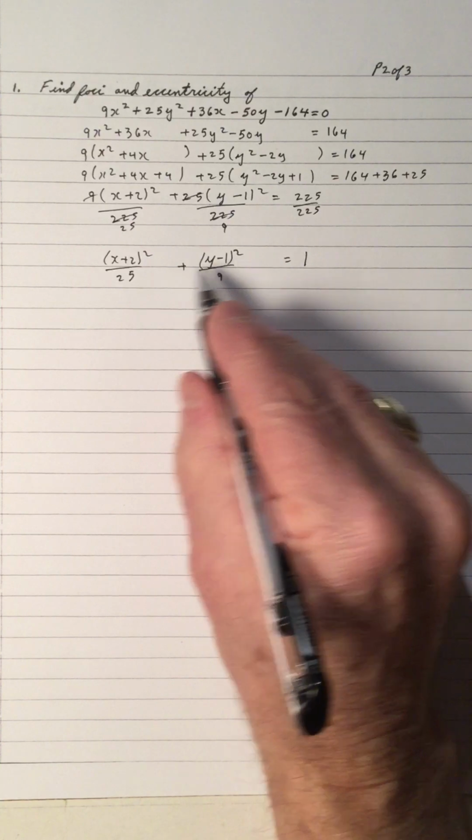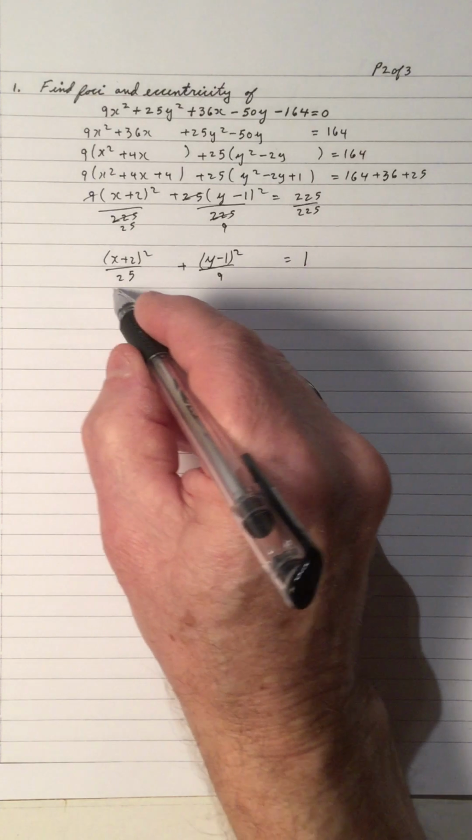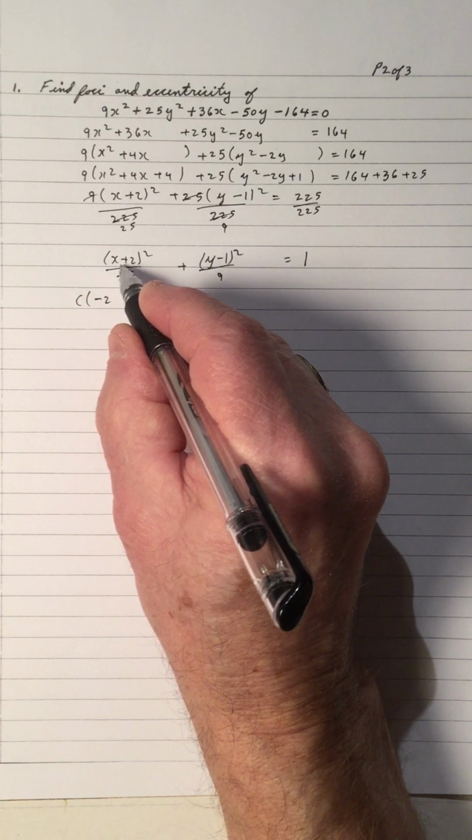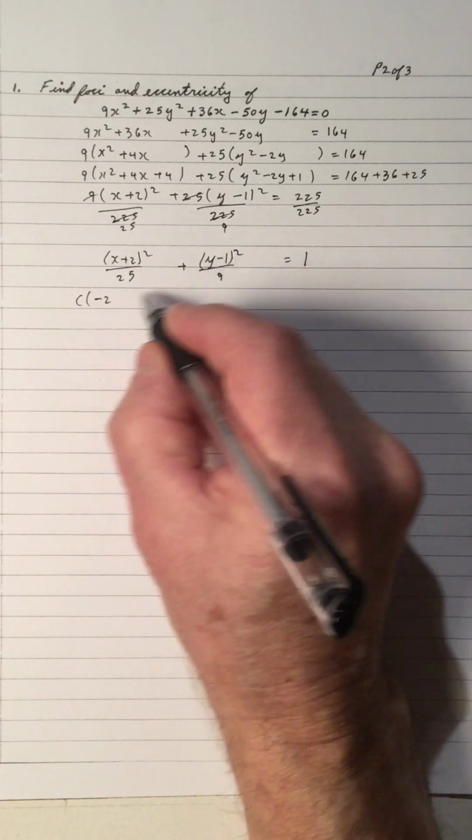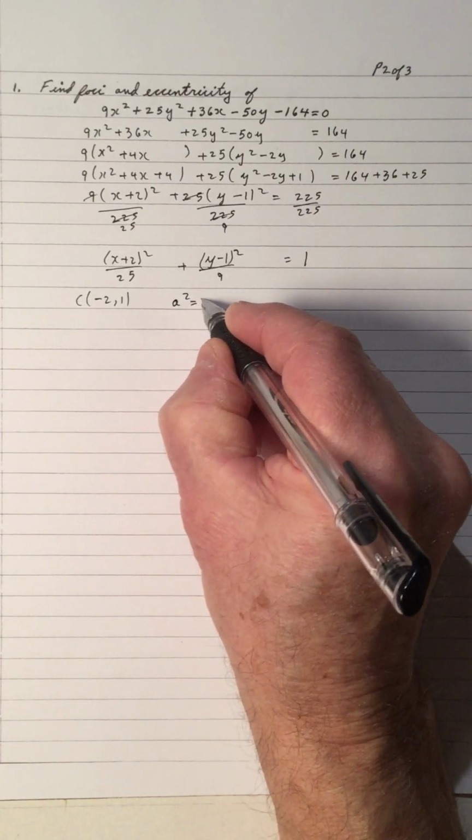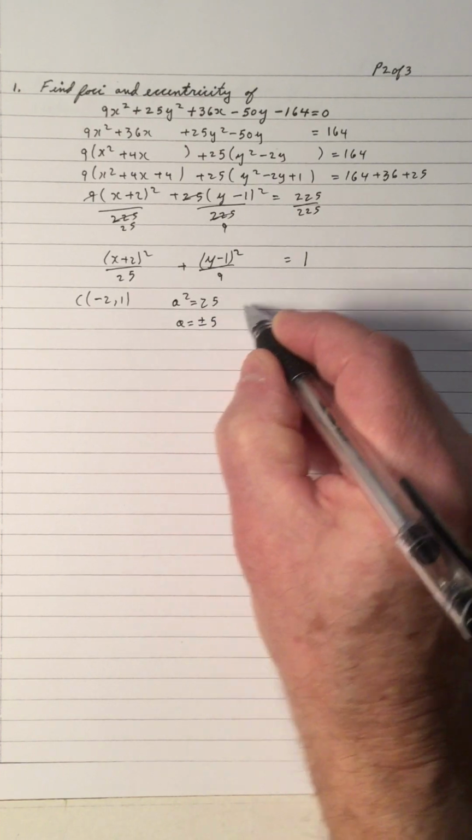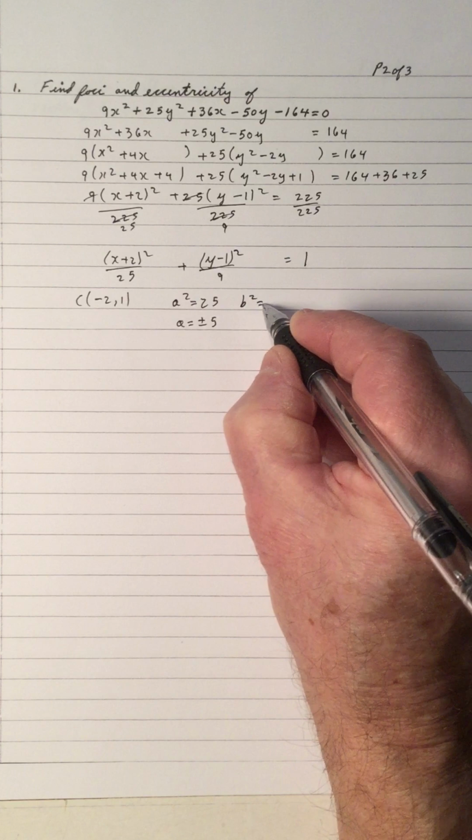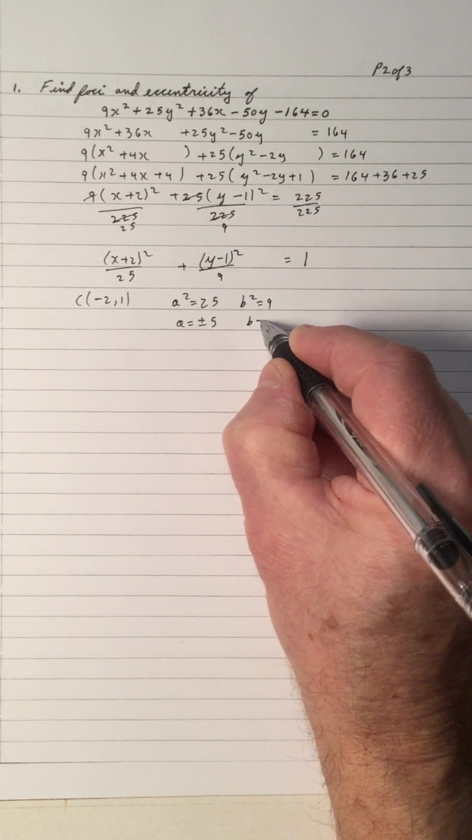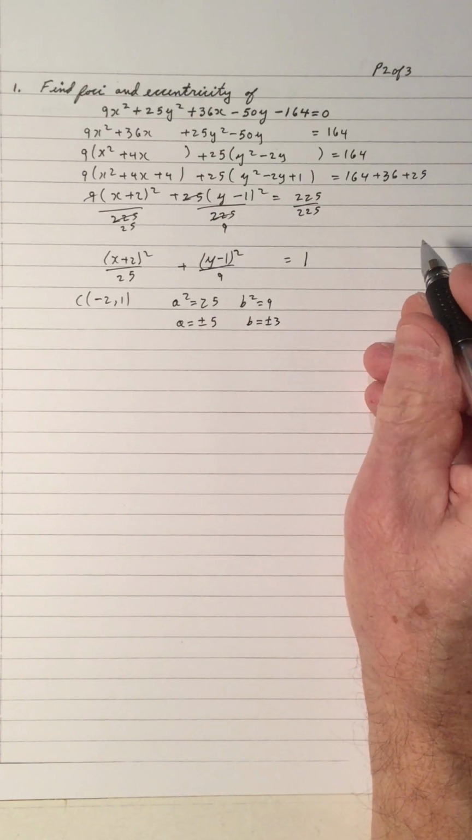Now we have an ellipse in standard form. Let's pick up the center. The center is negative 2, the opposite of x plus 2, and the opposite of negative 1 is a plus 1. So that's the center. And a squared is 25, so a is the square root of 25, which is plus or minus 5. b squared is 9, so b is the square root of 9, plus or minus 3.